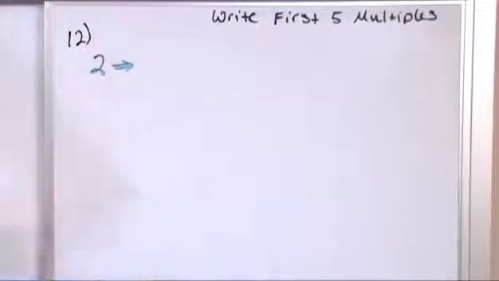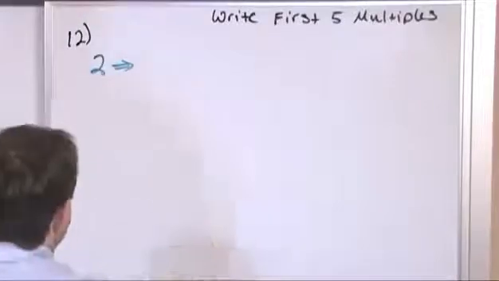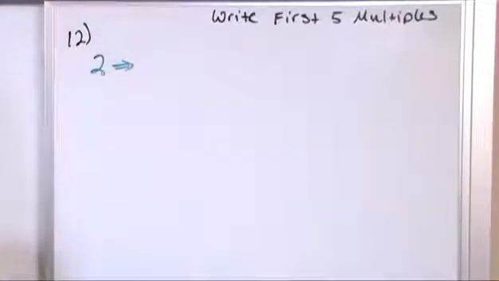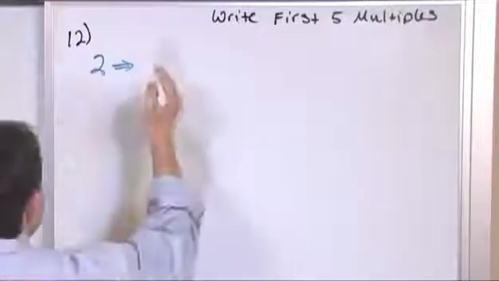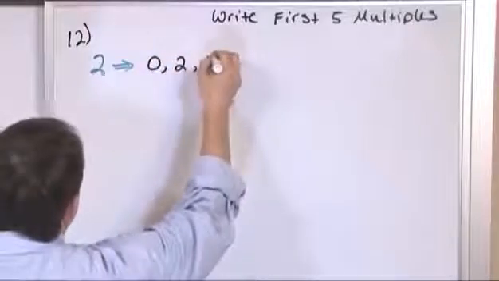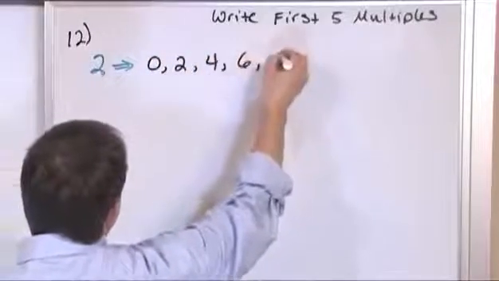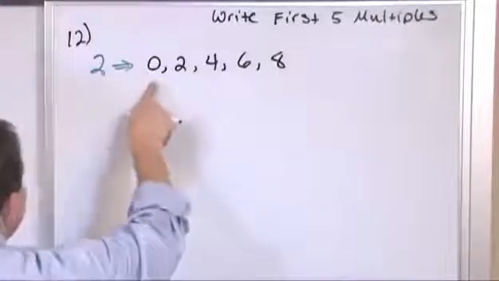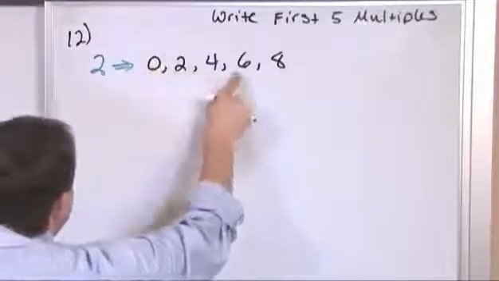So my question to you is, what are the first 5 multiples? Basically, the easiest way to do multiples, especially if you're doing the first 5, is just count by that number. That's probably the easiest thing to do. So if you're counting by 2s, and you always have to start at 0, you're going to have 0, 2, 4, 6, 8. Now stop, because this is the first 5 multiples. This is the first, second, third, fourth, and fifth.